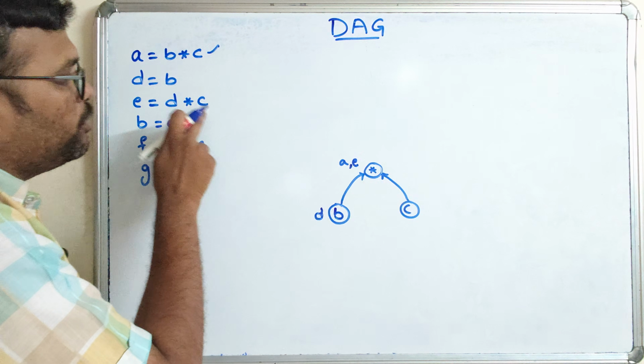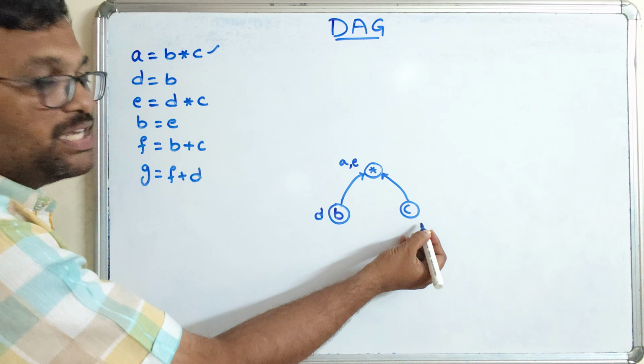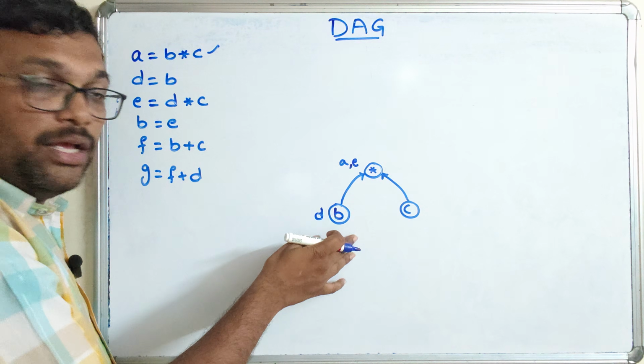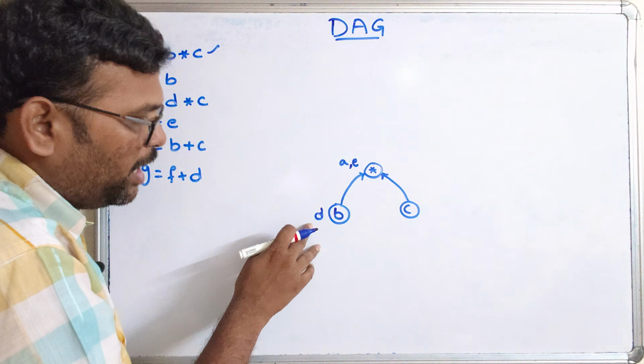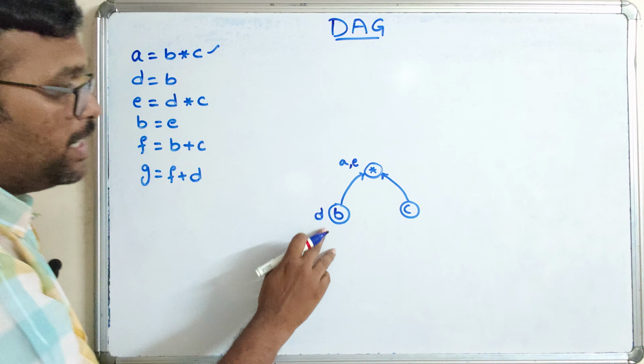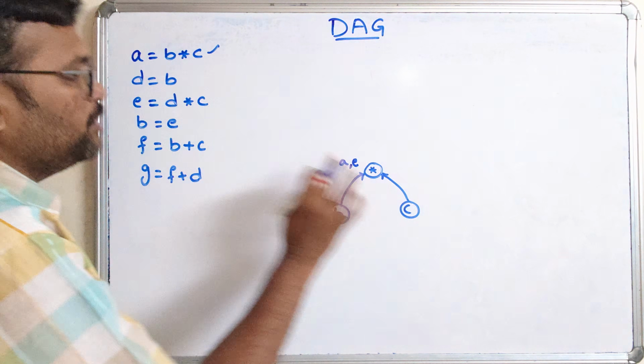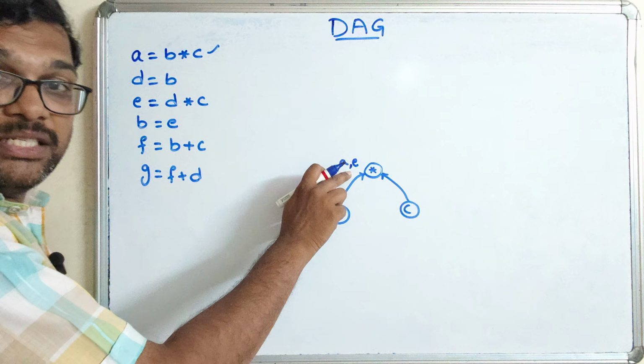Next, E is equal to D into C. Already D is available, C is available, which is of the same value. So I have assigned D with B, and the same thing, D into C, which gives E. I am giving a label as E.